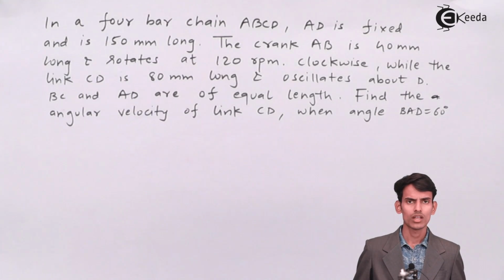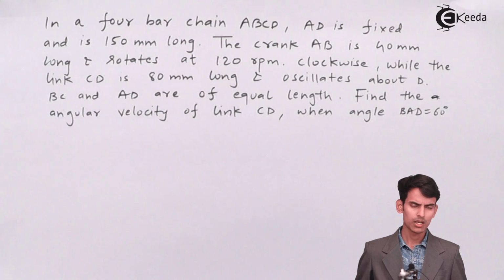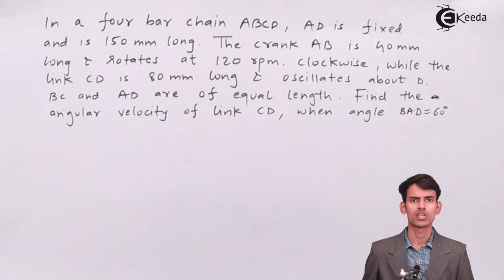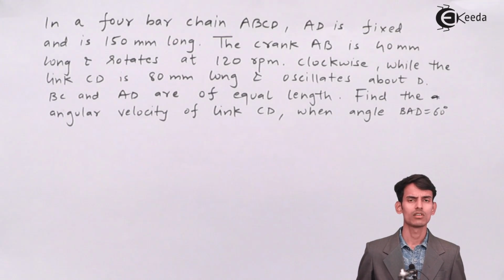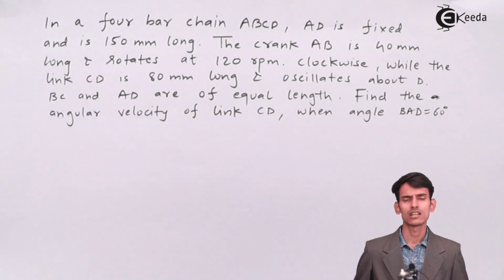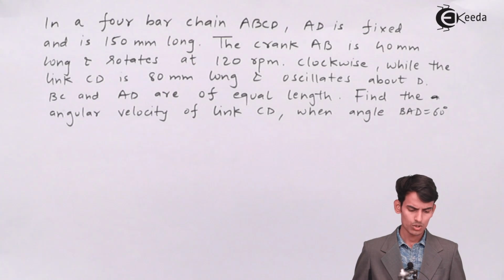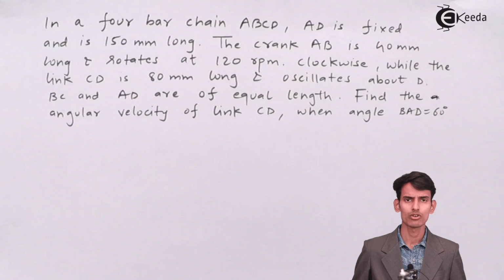Looking at the values, you can select a particular scale. It depends on how large a diagram you want. If you want a smaller diagram, you can select a bigger scale. If you want a very big diagram, you can select a very small scale. Here the values are 80, 40, 150, so you can take the scale as 20 mm equal to 1 centimeter, and start drawing the configuration diagram.